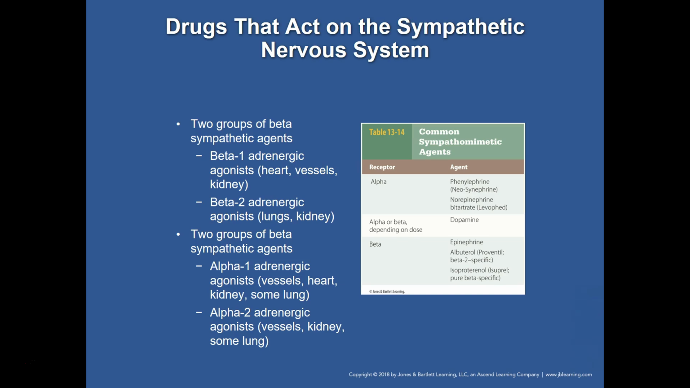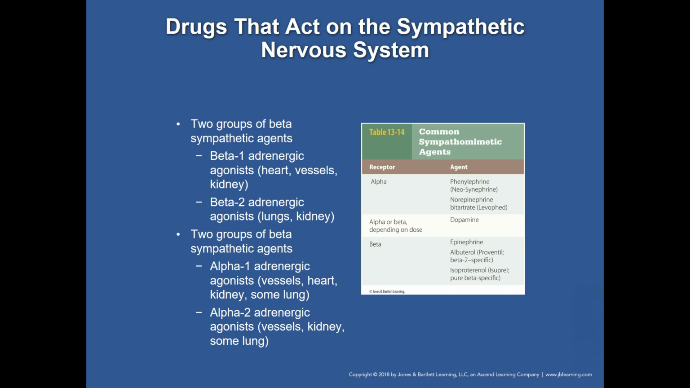Interestingly enough, if we give epinephrine by inhaler or by nebulizer, its actions are going to primarily be within the lungs. And then we have the alpha sympathetic agents. There's a typo right there in group 2. There's 2 alpha sympathetic agents. We have alpha 1 and alpha 2. Alpha 1 mainly affects the vessels, a little bit at the heart, kidney, a little bit of lung. Alpha 2 is still in the vessels, kidney, a little bit of lung.